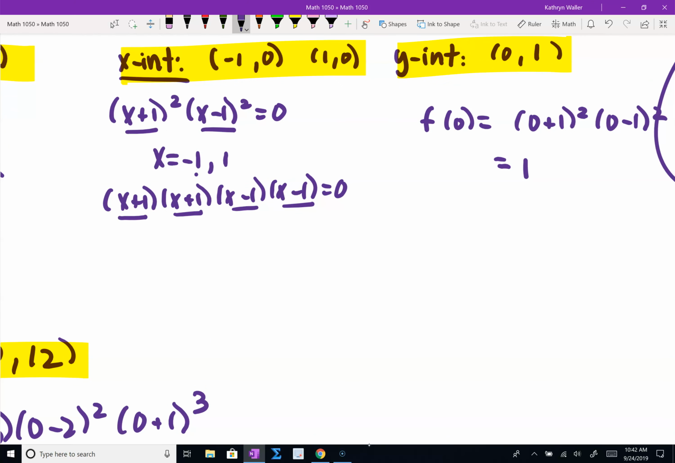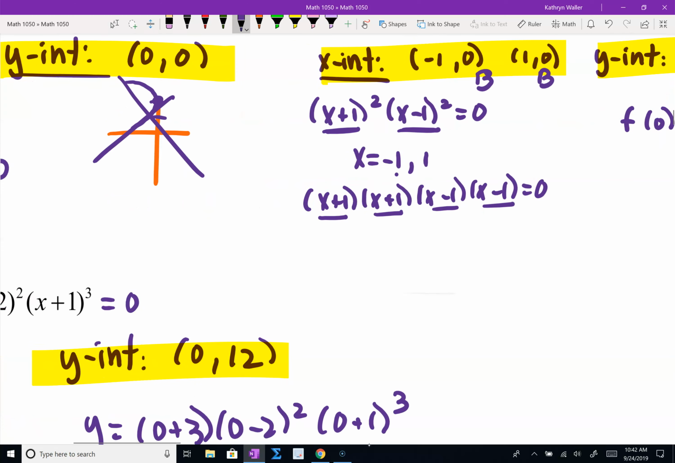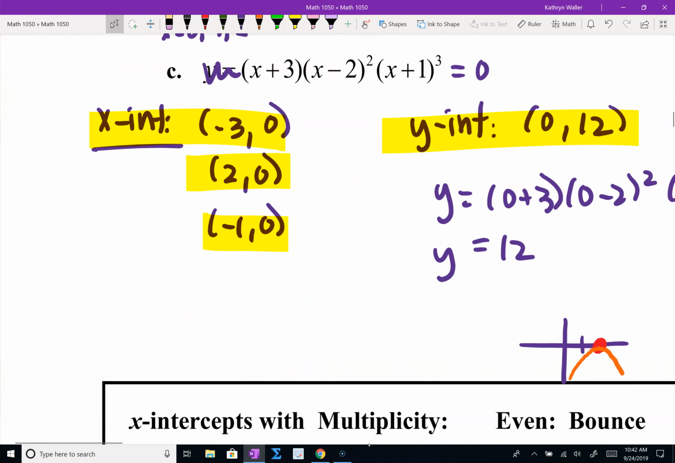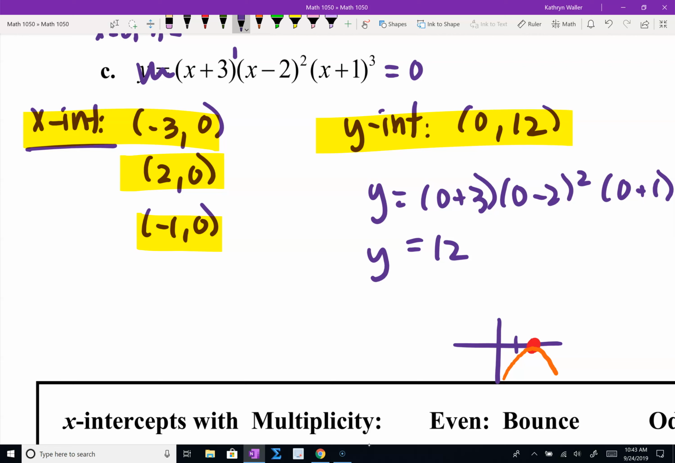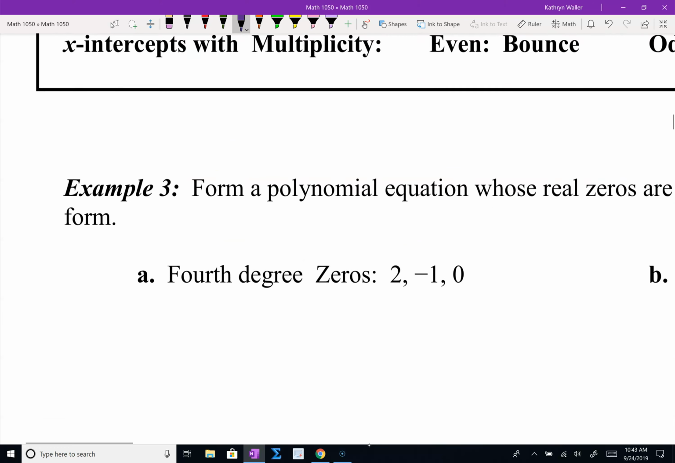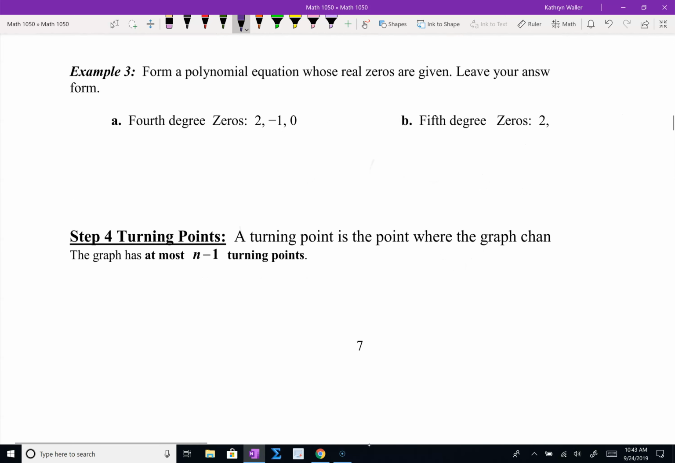The -1 came from here. The exponent's even. Even means bounce, yeah. The -1, x minus 1 gives us a 1. That's even. That means bounce. Okay, let's do the last one. So the -3 came from this guy. That's odd. That means cross. The 2 came from here. That's even. It means bounce. The -1 came from there. That's odd. It means cross. Okay? All right. Question 3.